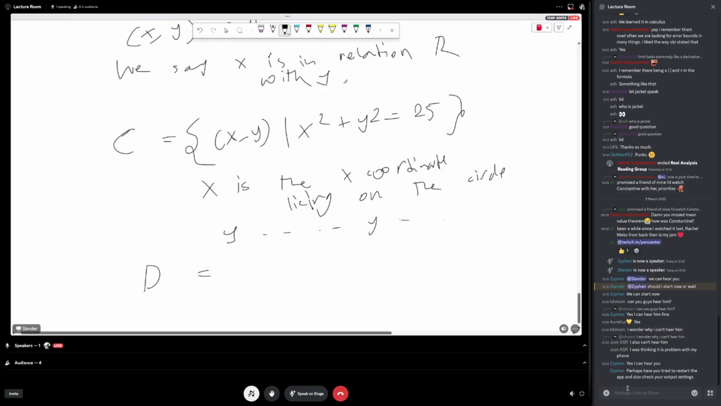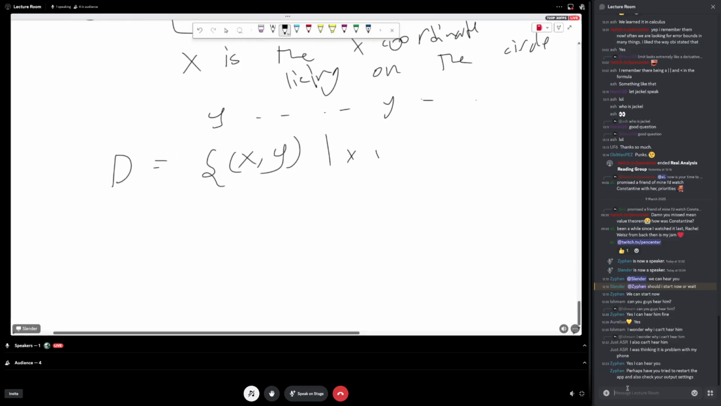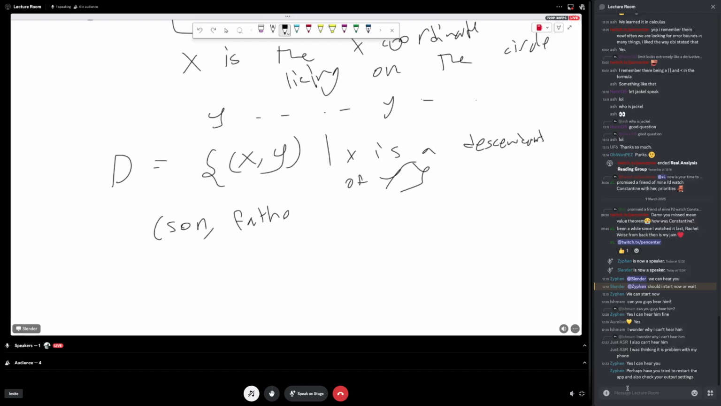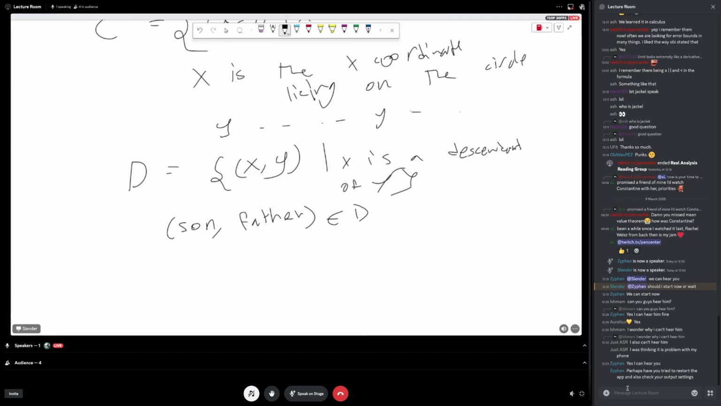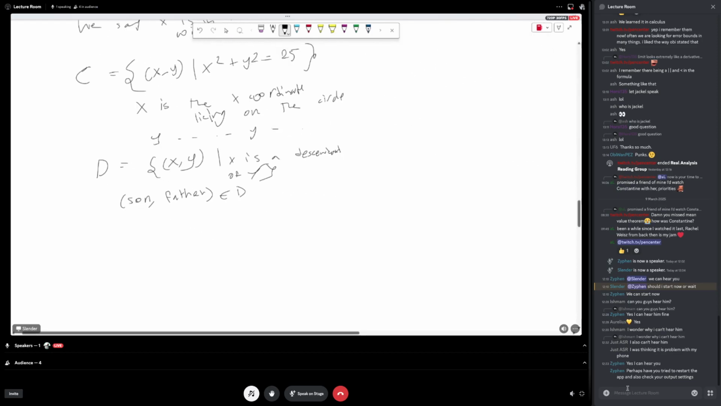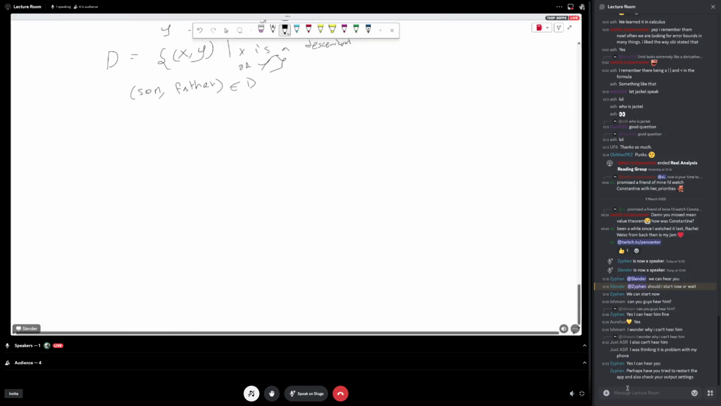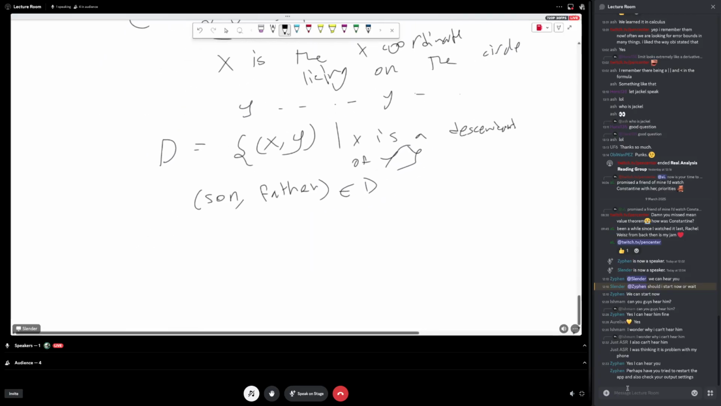Now a more intuitive example: consider the set D. We can say this is the descendant relation. So it's the set of all x, y pairs such that x is a descendant of y. For example, if we consider son and father on this set, this is a relation because son is a descendant of father. So that's an example. There are many kinds of relations. A function is also a special kind of relation.